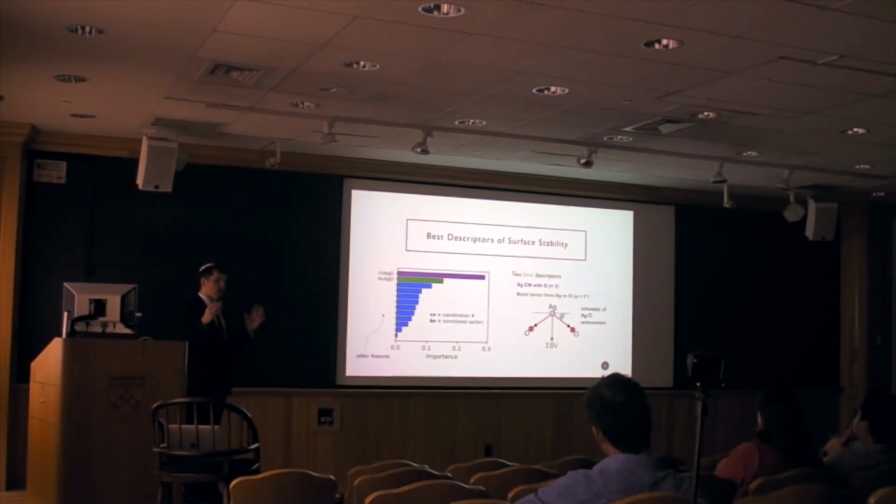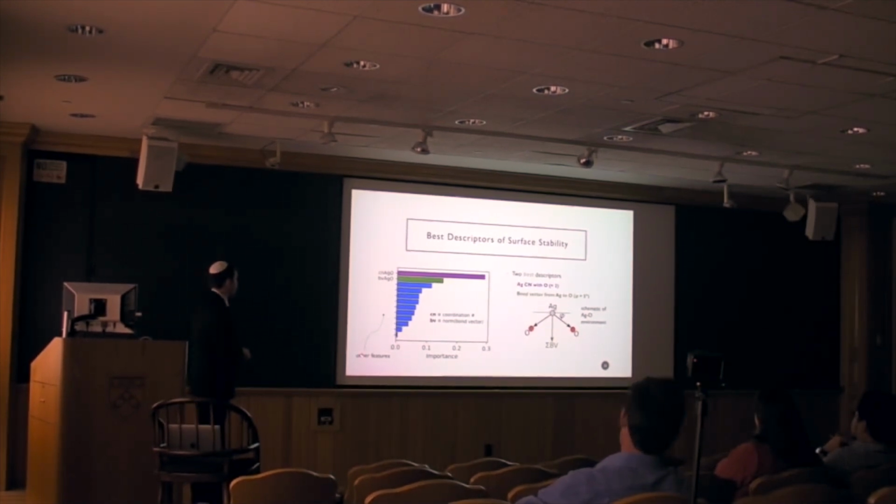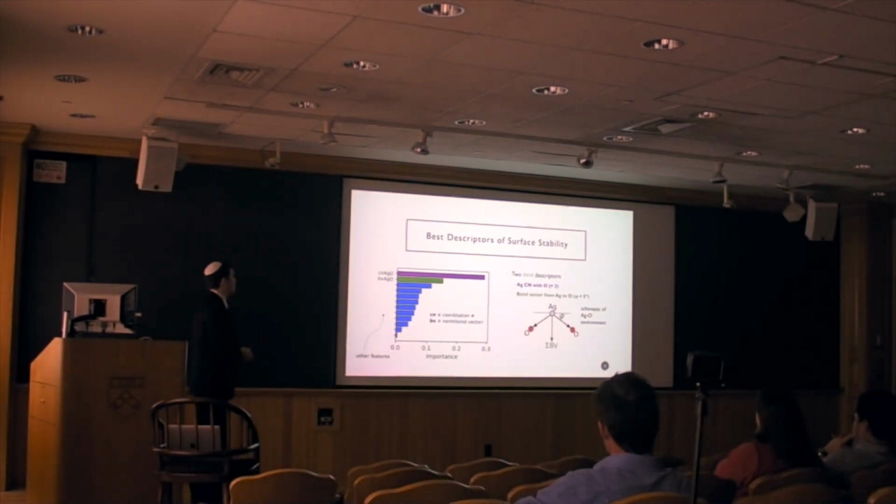So again, using all of this data that we generated from the Grand Canonical Monte Carlo simulations, we could then go back, calculate a number of structural features, and try to understand which structural features map most effectively to stability. So what about the geometry is making the system stable? We looked at a number of features. Here again is a plot of how important each feature was in the model. The two I've highlighted here are the most important ones: the coordination number of silver with oxygen and the bond vector from silver to oxygen.